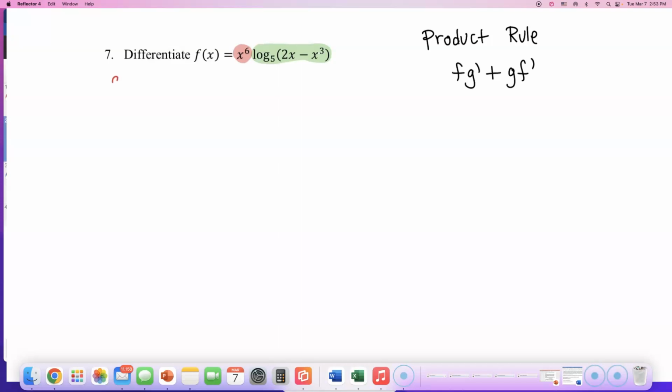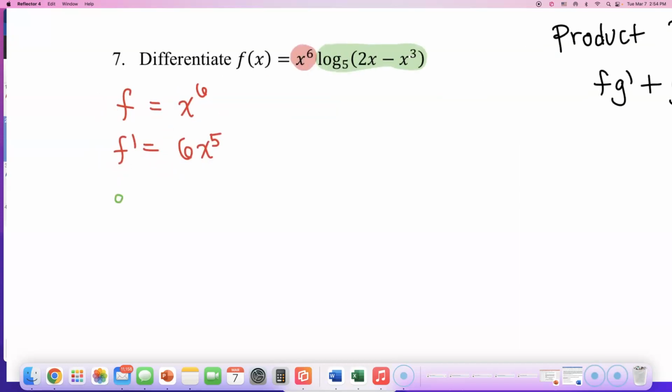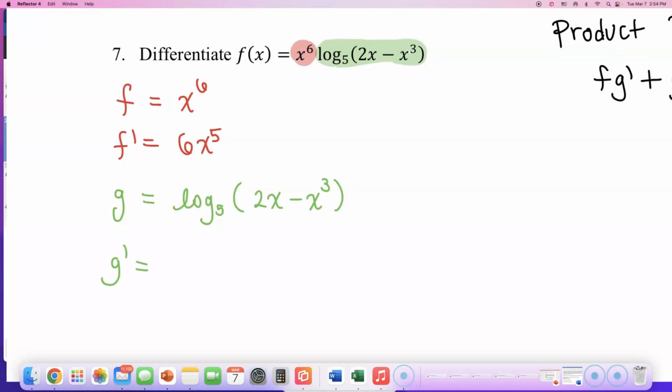So what's f? F is that red x to the 6th power. F prime is 6x to the 5th power, right? Now, G, this is what was covered in section 2.6. If you didn't watch those section 2.6 videos, do go back and do it, because what I'm about to do will not make any sense if you missed that lesson. G is simply log base 5 of 2x minus x to the 3rd power. I'm going to find G prime using what we learned in section 2.6.